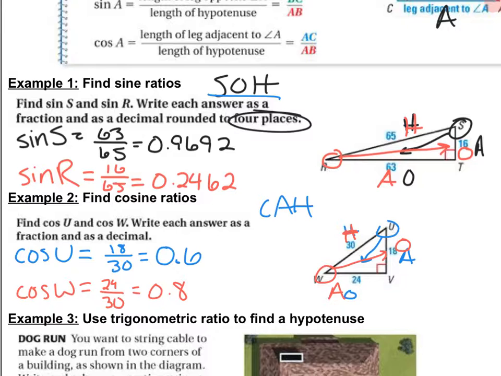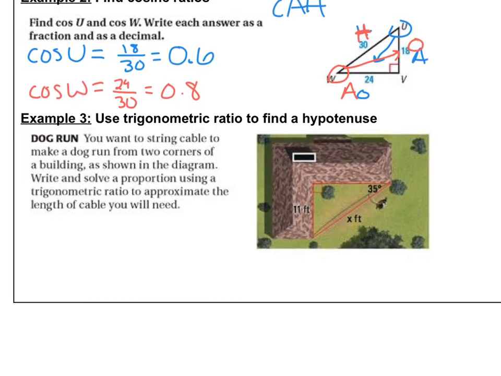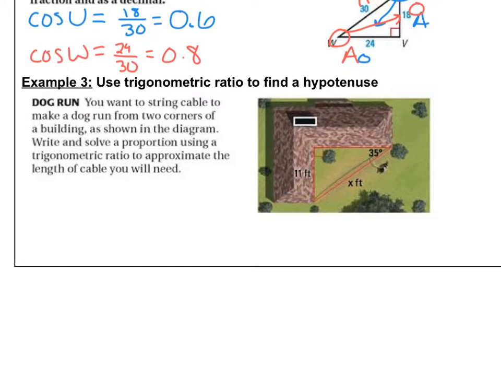So again, sine is opposite over hypotenuse, cosine is adjacent over hypotenuse, and tangent is opposite over adjacent. All of those will be used, not in this lesson, but the next lesson, to determine lots of different things. Now we have to determine which one of these we're going to use.